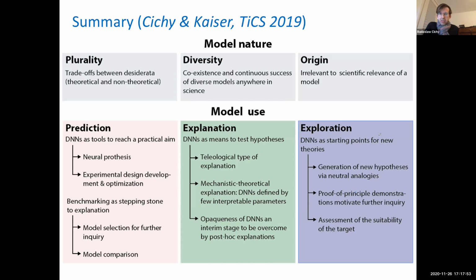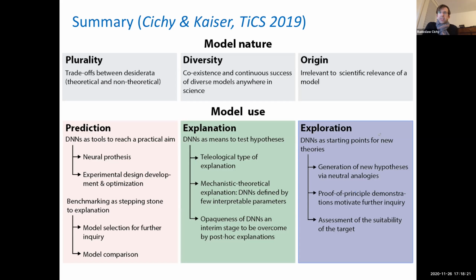And finally, I've talked about exploration, trying to draw attention to the fact that science is not only about prediction and explanation, it's also about finding new stuff, about playing around and modeling. And there I've tried to make the point that deep neural networks are particularly good grounds for new theories, because they allow you to generate new theories via neural analogies. And because they are such complex and rich and difficult models, that's why they are such a rich ground for new analogies. I've tried to show you how you can use them as proof of principle demonstrations.